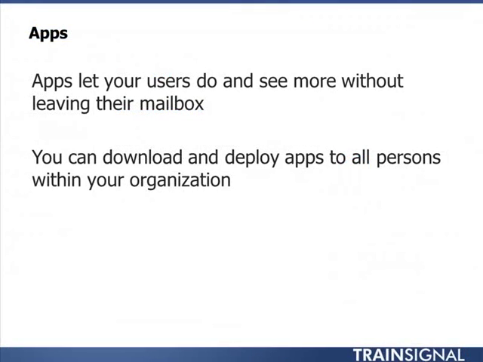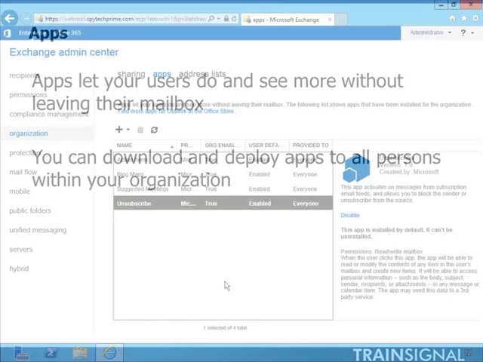The Apps tab shows you how you can utilize apps to let your users do and see more without leaving their mailbox. And so the way this works is you can download and deploy apps to all persons within your organization. So let's jump over to our Exchange server and take a look at these 4 apps and the way this is set up. And then we'll jump over to a Windows 8 system as an end user and we'll see how these already deployed default apps can be helpful to the individuals within our Exchange organization.